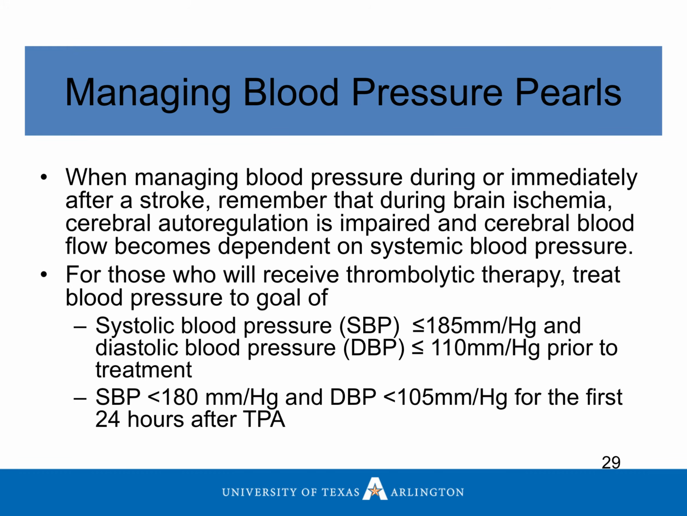And then once you give the TPA, for the first 24 hours after the TPA, you want to keep the systolic blood pressure less than 180 and diastolic less than 105. We are giving these people an anti-clotting agent. We do not want them to have a hemorrhagic stroke after we've given them blood thinners. So the blood pressure has to be in check.